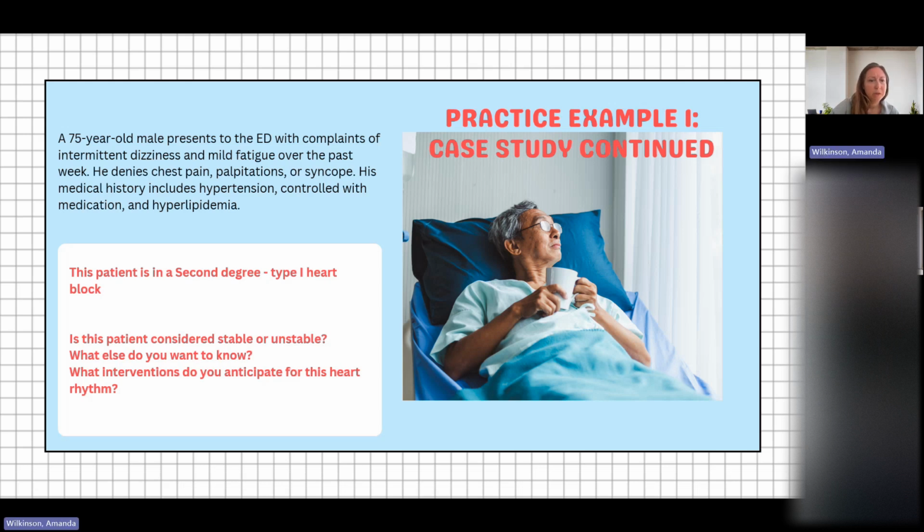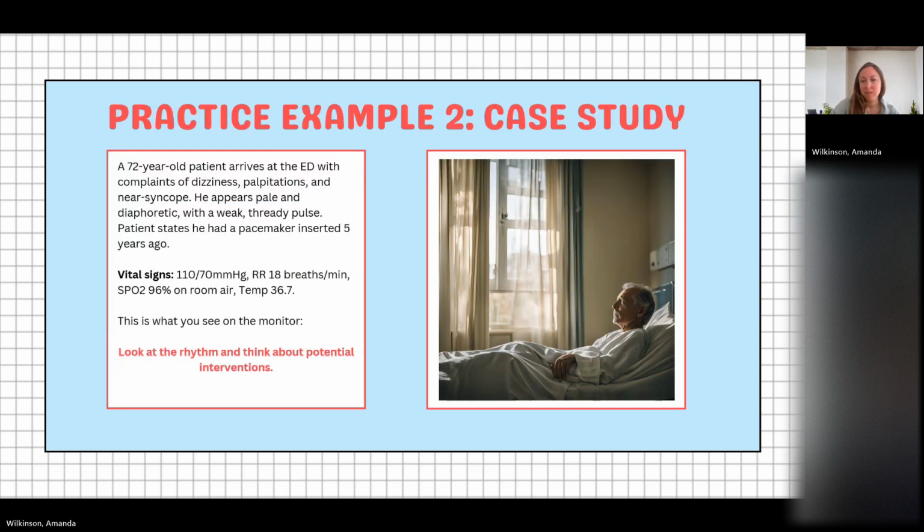Yeah, and he is an older gentleman with complaints of dizziness and fatigue, which could be because maybe he hasn't been eating, maybe he hasn't been taking his medications. And maybe this rhythm is completely normal for him and he's lived with it for years. So we'll jump to case study number 2.